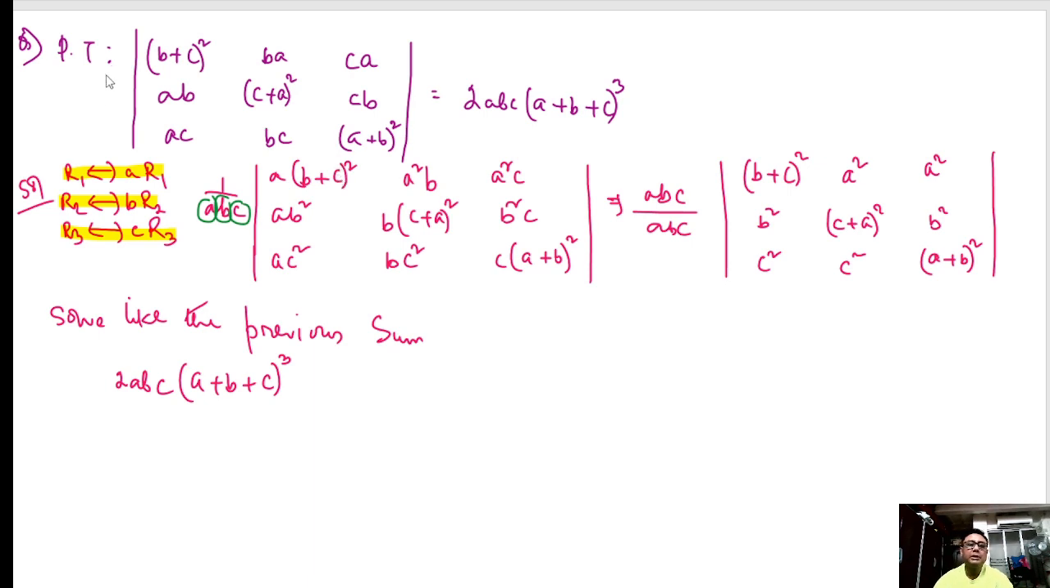Then, please watch here. Now we can take A common from the first column, B common from the second column, C common from the third column, and this is our ABC. So ABC and ABC will cancel.